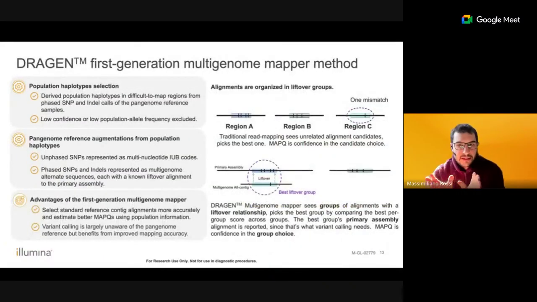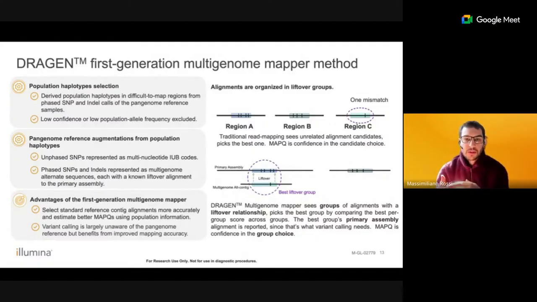And so let's now look a bit at how the first generation mapper works, to try to understand why this is helping this much. The first step when using the multi-genome mapper is to identify these population haplotypes. We select these population haplotypes in difficult to map regions of the genome from phased SNP and indel calls from the genome reference samples.